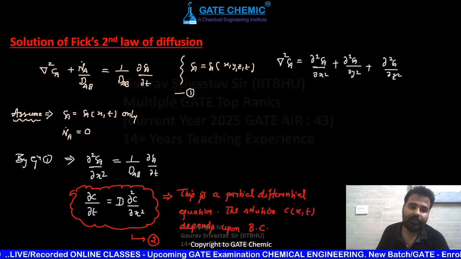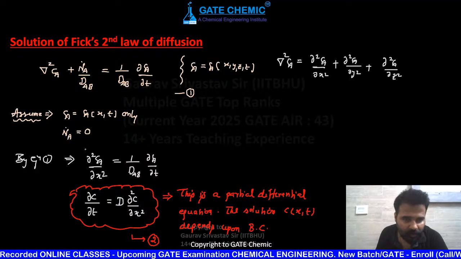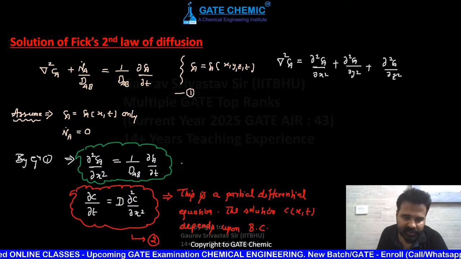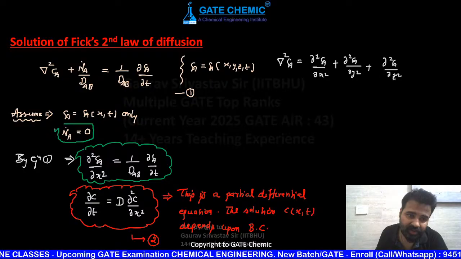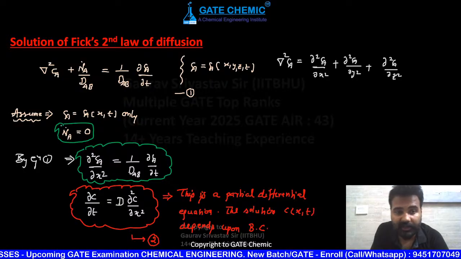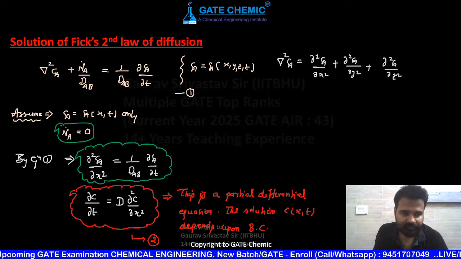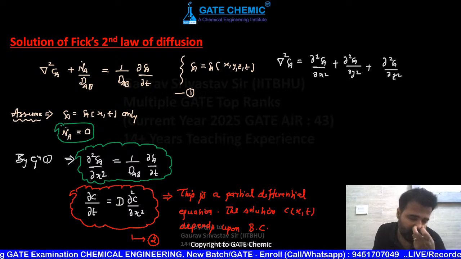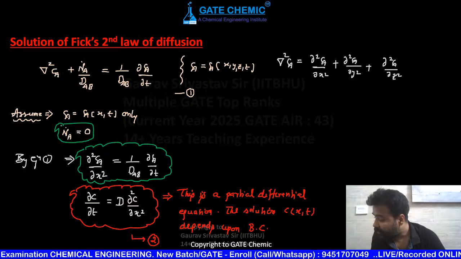Solution of Fick's second law of diffusion. This is your Fick's second law of diffusion, and the most general form of this equation is this equation. When generation is not 0, oh my god, the solution is very very difficult, the complete solution is very very difficult. So whenever they are going to ask, the generation term will not be present there. If nothing is mentioned in your problem, you are going to use this easier form, okay. Is it clear to all of you?